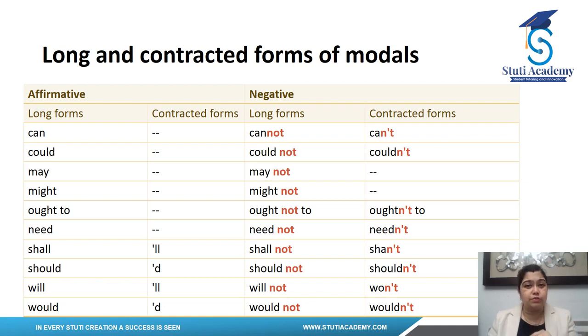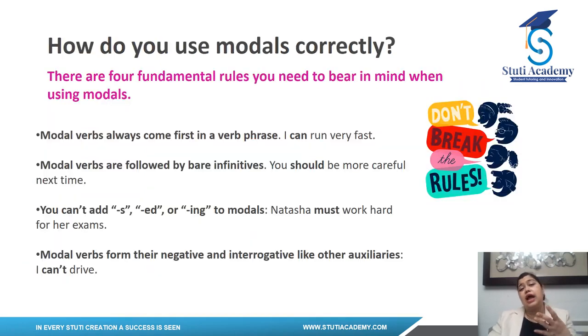He would go out with me. When I'm doing the contracted form, it will be he, H-E, apostrophe, and a D. He'd go out with me. The negative of would is would not, and the contracted form of it is wouldn't. I wouldn't steal your pencil. In the negative, it is I would not steal your pencil, and the contracted form is I wouldn't steal your pencil, right? Okay. Now let's look at how to use the modal verbs correctly.